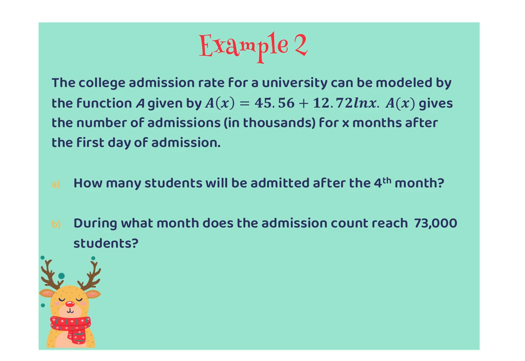45.56 plus 12.72 ln x. And then it's asking how many students. So is the 4th month my input or my output? The month is the input. So I'm going to do y1 of 4. And I get 63.193 or 194.